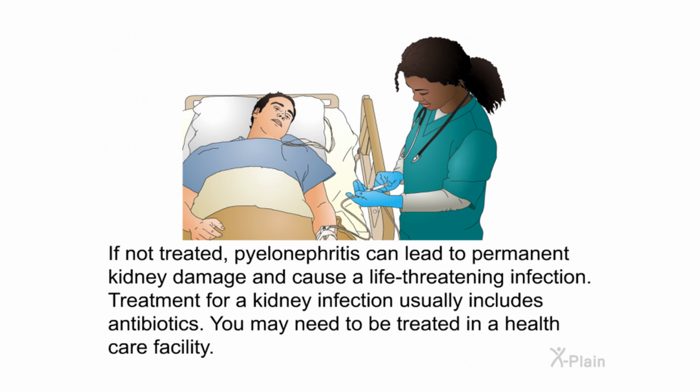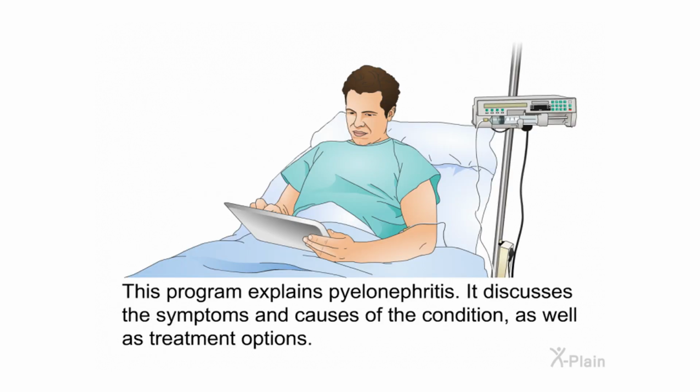If not treated, pyelonephritis can lead to permanent kidney damage and cause a life-threatening infection. Treatment for a kidney infection usually includes antibiotics. You may need to be treated in a healthcare facility. This program explains pyelonephritis. It discusses the symptoms and causes of the condition, as well as treatment options.